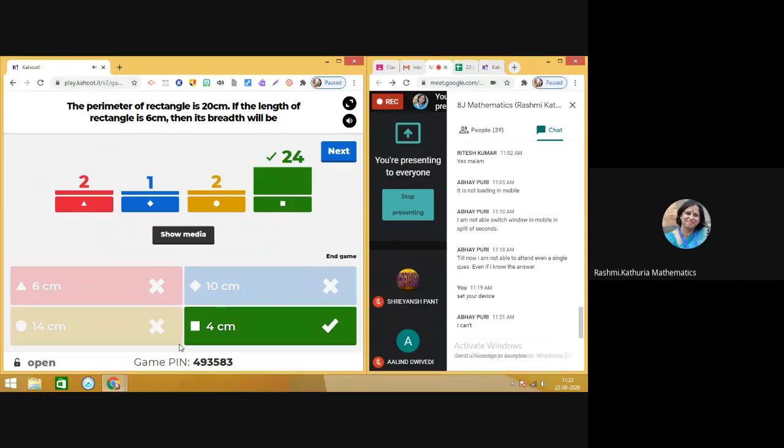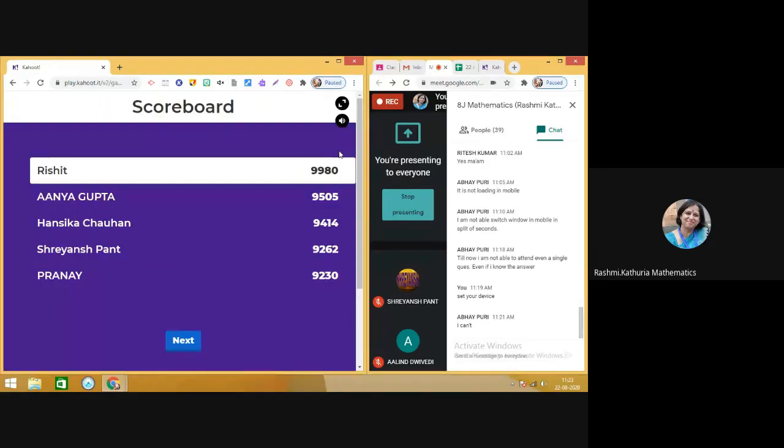Answer is 4 centimeters. So you know that perimeter of the rectangle is 2 into L plus B. It is given to be equal to 20 centimeters. And length is 6. So you can easily find the breadth. So breadth is 4 centimeters. So let me see the leaderboard. So here we can see the names. Interesting. So Niharika has joined in. Rishi, Tanya, Hansika, Shreyansh, and Niharika. Great going. Let me take you to the next question.